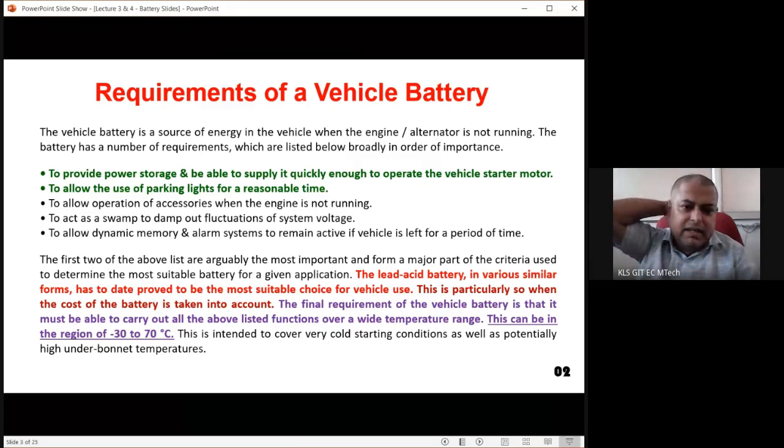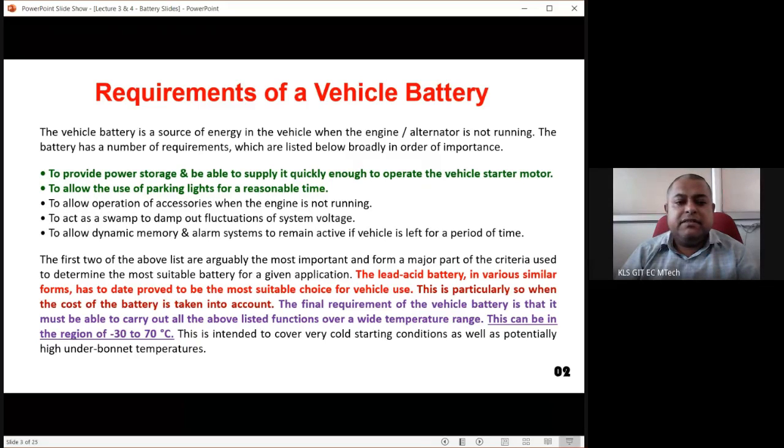And there is a big paragraph, and this paragraph is very important, so a lot of details are there. It says that the first two of the above listed, which I have shown in green, are the main point and major part of the criteria used to determine the most suitable battery for a given application. So depending on the application, the usage of the battery changes.